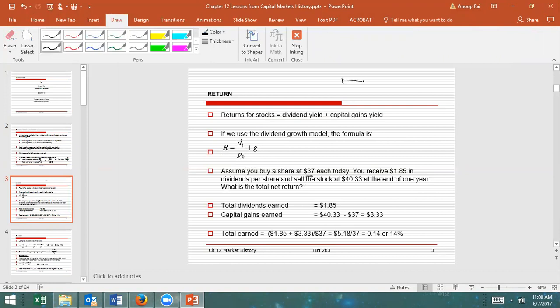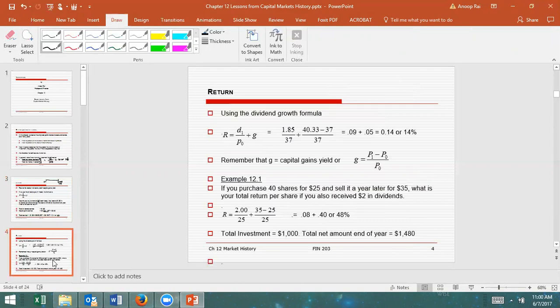By the end of the year, you sell it for $40.33. In between, you also received a dividend of $1.85. If the question said, what was your net earning on that? Well, that's simple. You made $3.33 because the stock price went up from 37 to 40.33. You had a dividend of 1.85. So that's a total of 5.18. How much did you part with? You parted with 37. So that's a total of 14% return.